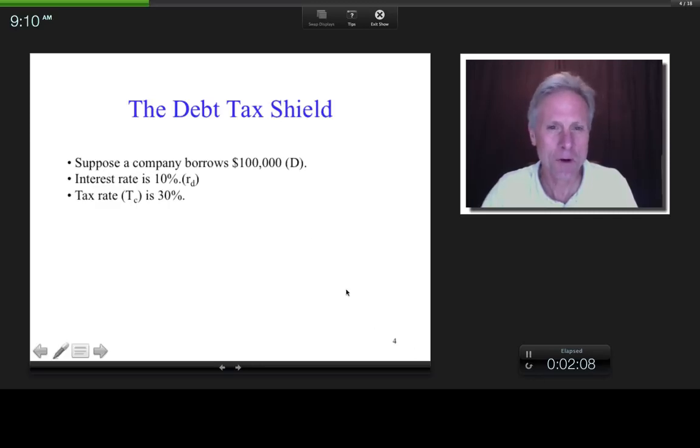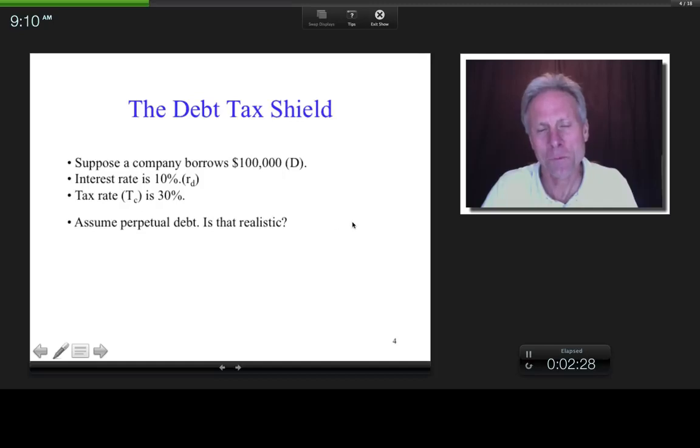So let's say a company borrows, say, $100,000, and I'll call D the amount of debt. Let's say the interest rate is 10%, also known as the required rate of return of debt. And let's say the marginal corporate tax rate is 30%. Now I'm going to assume that we have perpetual debt. What is perpetual debt? Debt that goes on forever. By the way, is that realistic? Could you go to a bank and say, I want to borrow $1 million forever? I don't think so, right?